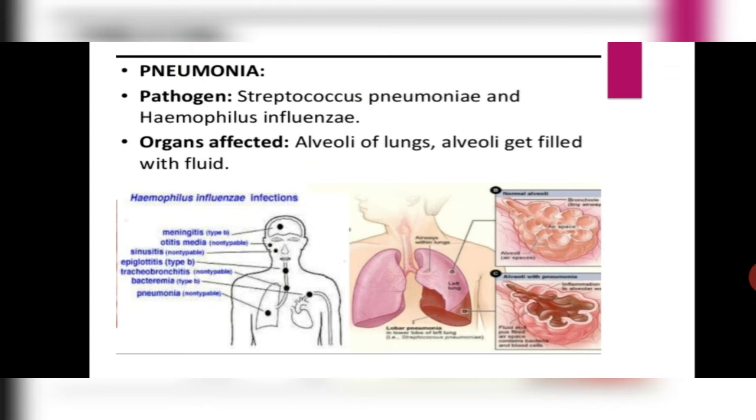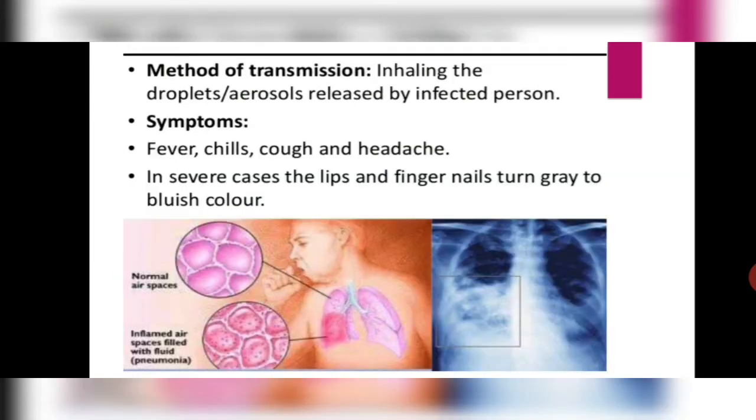As you can see, it can cause meningitis, otitis media, sinusitis, epiglottitis. Then it can cause tracheobronchitis, bacteremia, pneumonia. Various different sites have been shown for Haemophilus influenzae infection. So, if it infects the lungs, it is pneumonia. Method of transmission: pneumonia is spread by inhaling the droplets and aerosols that are released by an infected person during sneezing, coughing, etc.